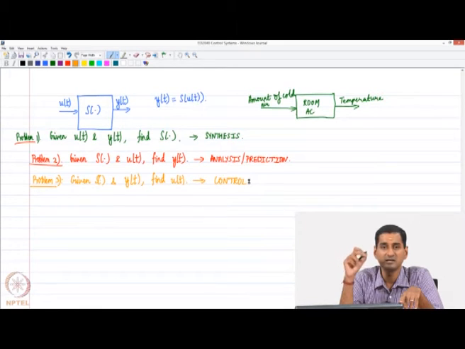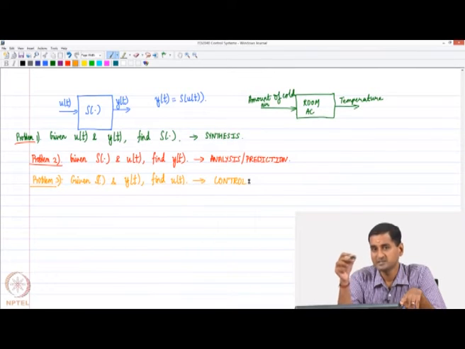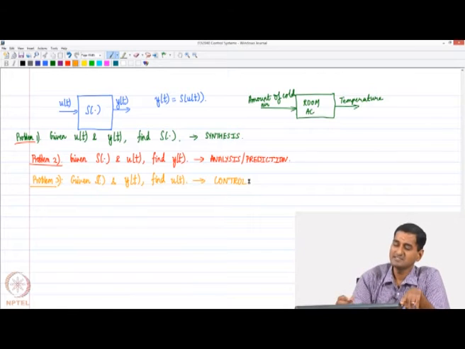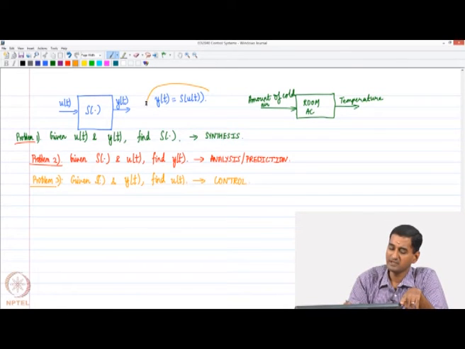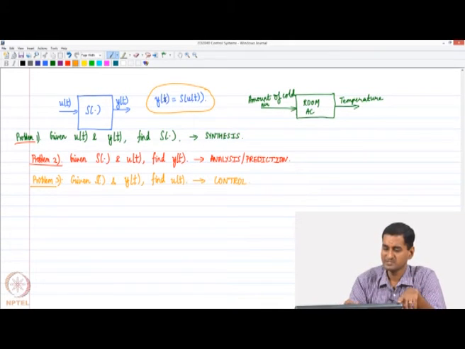I know the mapping of the dynamic system, and I want a desired output. What is the input which I have to provide? In a certain sense, it is the inverse of what we do in problem number 2. This mapping helps us find a y of t given a u of t. In the problem of control, given a y of t, I want to use this mapping to find what u of t will get me the output y of t.